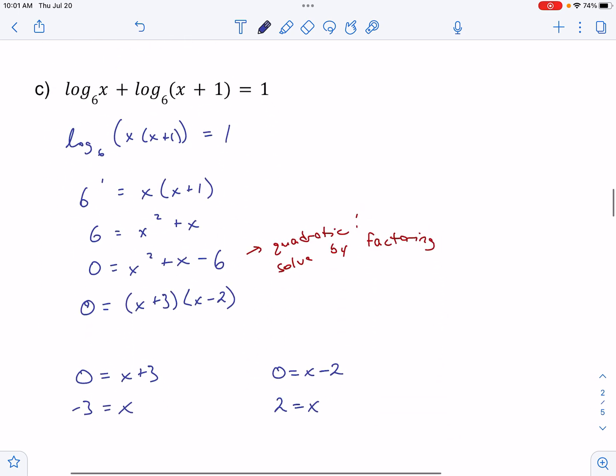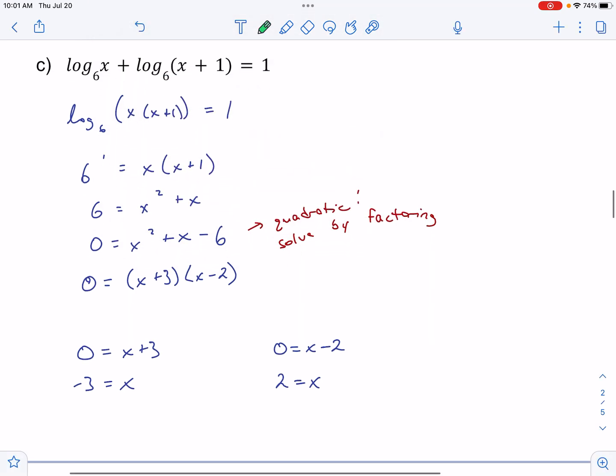Here, however, we are going to have an extraneous root. Just look. One of our answers was -3. This is a negative number. If I put it in here, log of x, I can't. I can't take log of a negative number. Even if I tried it in here, this whole bracket would become negative. So this is an example of an extraneous root. So we throw it out.